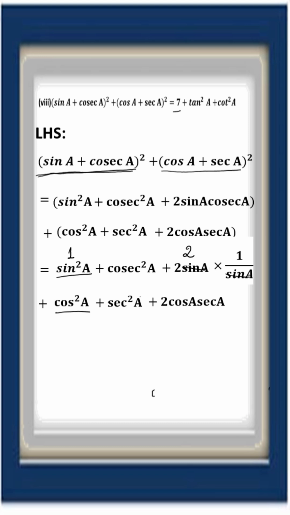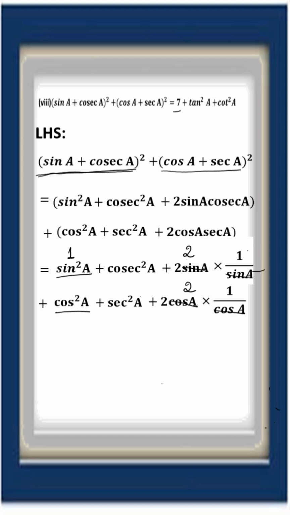Here also cos A and secant A are reciprocal ratios. We can cancel them, or we can replace secant A by 1 by cos A. Now we can cancel this and this. Now we have 2 here. 1 plus 2, 3. 3 plus 2, 5. We have to get here 7 and tan square A and also cot square A.